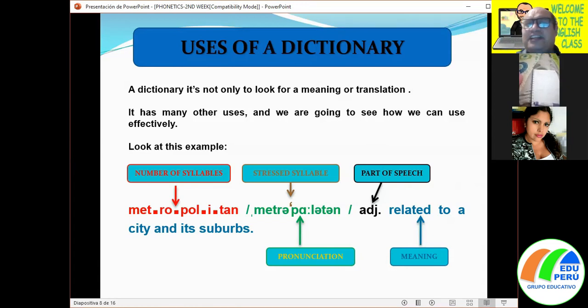One of the dictionaries that I use the most is Longman. I don't know if you have used this dictionary before. Have you ever used this dictionary, Longman? No? Yeah, I'm going to share it with you because it's very important, and try to use monolingual dictionaries, English, English. All right. So I'm going to change my screen.